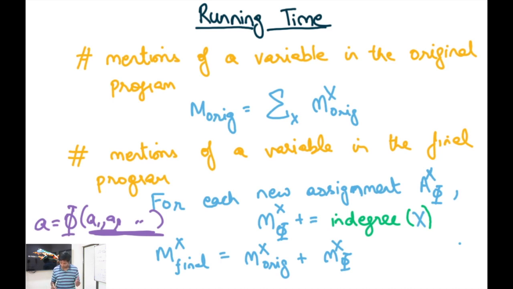So for each assignment of this type, the amount by which the number of mentions increases because of the phi node is given by the in-degree of x, and so we say m_phi(x) plus equals in-degree(x). The total number of mentions in the program in which the trivial phi nodes have been inserted is m_final(x) equals m_orig(x) plus m_phi(x), where m_phi(x) represents all the mentions due to the newly added phi nodes in step 2.